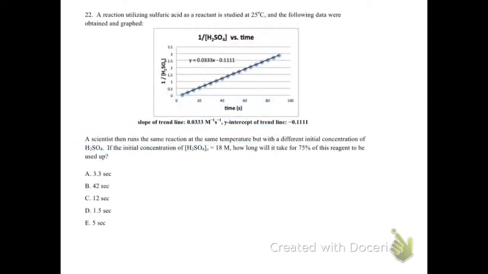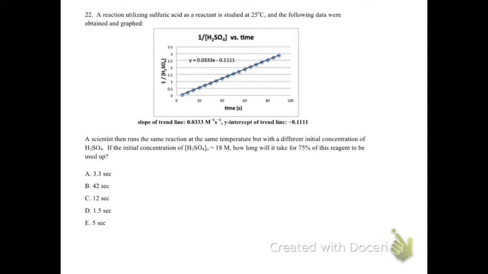Okay, in this question, first, what we're trying to figure out is how long it's going to take for a reagent to be 75% used up. We need to figure out what order this is going to be in order to relate the initial amount, the final amount, and the amount of time that it takes. So, let's see, what order could this be?